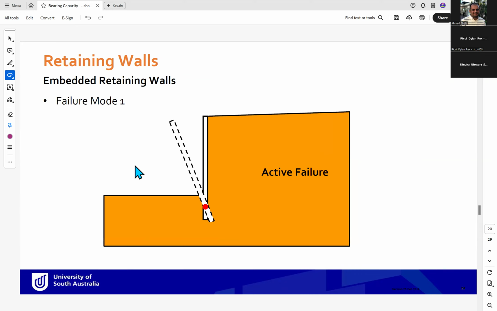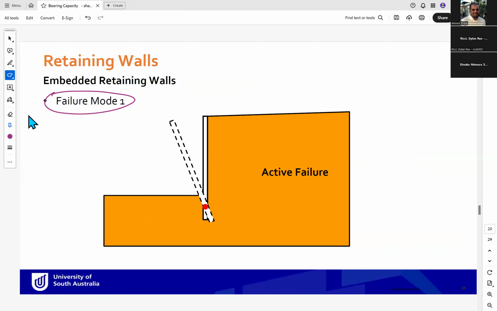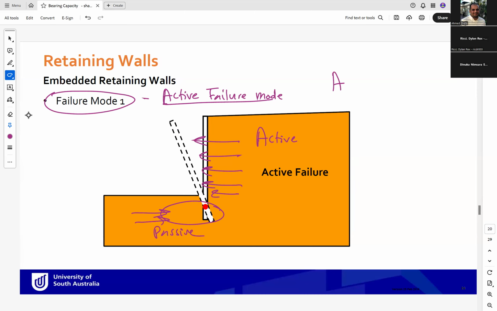And these are the failure modes. So in this case, sorry, in this case we have the forces acting on the embedded wall. And in this slide, we will be looking at the failure modes. The first failure mode we have is active failure mode. As you can see here, what happened to the wall? The active pressure was higher than the passive pressure, leading to active failure.